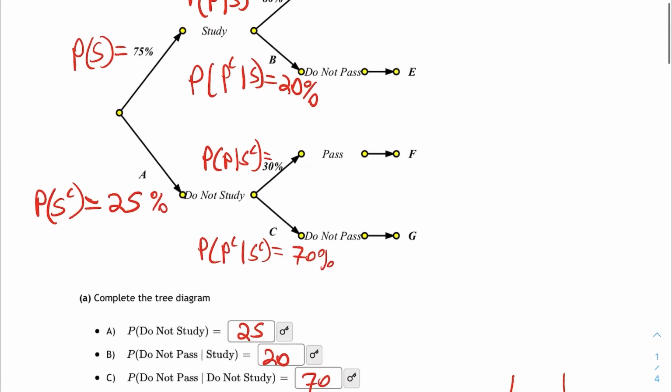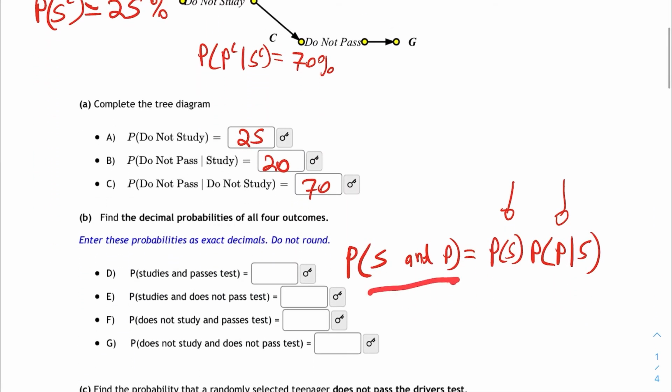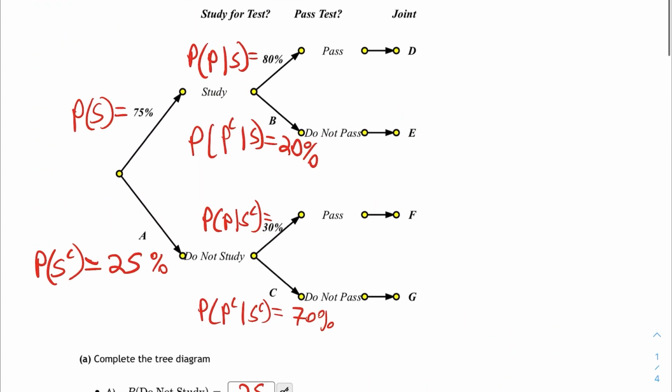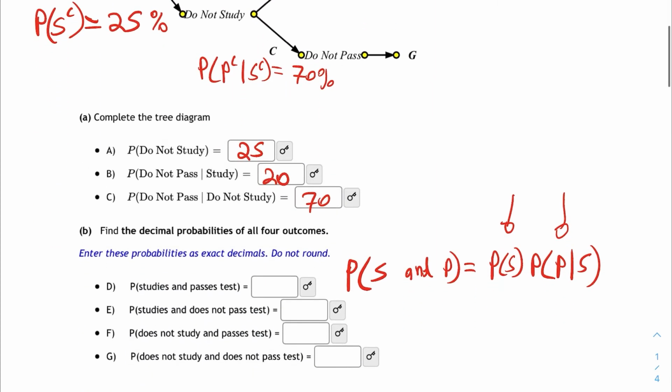So that means that the joint probability of passing and studying is the product of those two. So 0.75 times 0.8 gives me a joint probability of passing and studying of 0.6. And they said to round to 4 decimal places, so it'll probably just take 0.6 though. So that one was straightforward, right? And it turns out these are all just the products of those previous two.